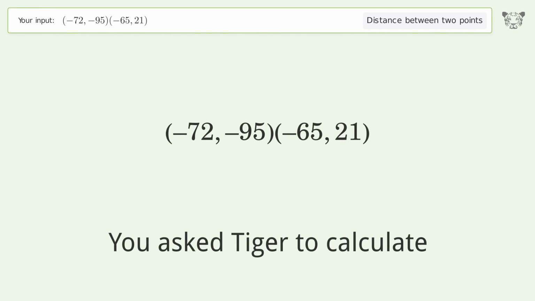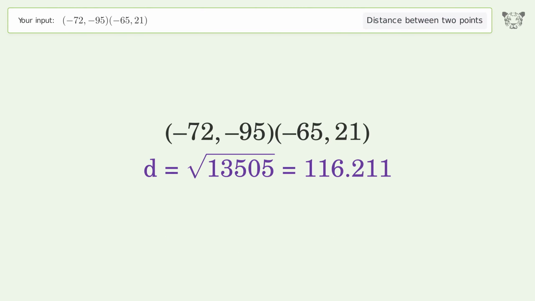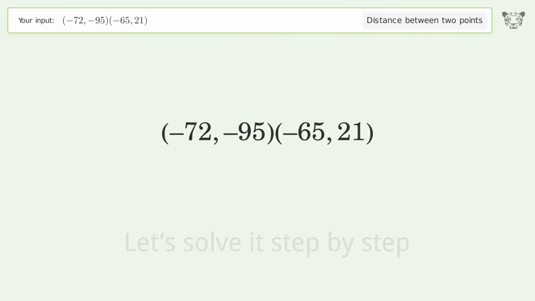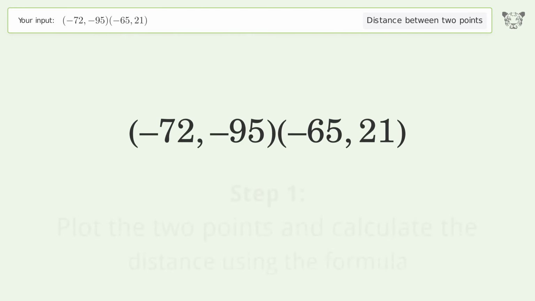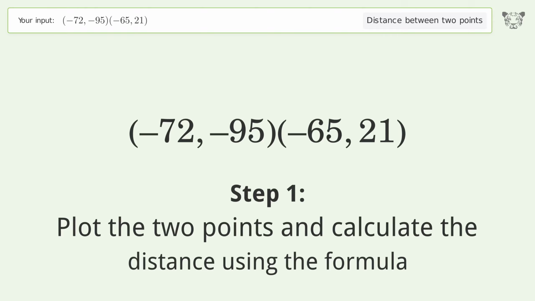You ask Tiger to calculate the distance between 2 points. The distance between the 2 points is the square root of 13,505, or 116.211. Let's solve it step by step. Plot the 2 points and calculate the distance using the formula.